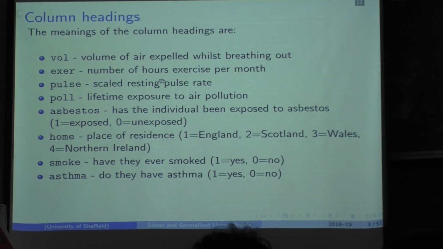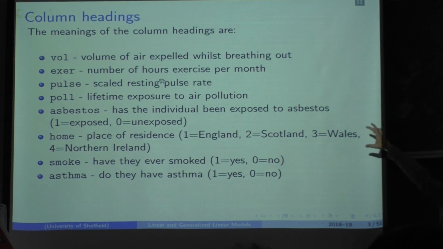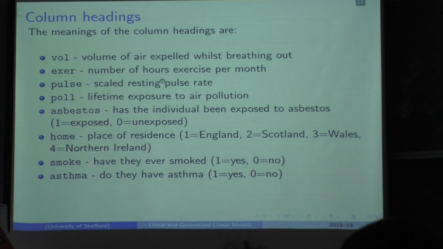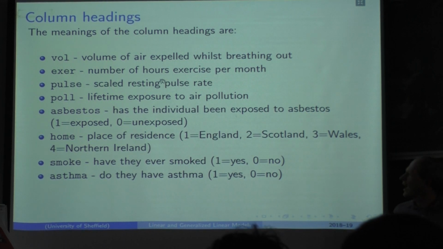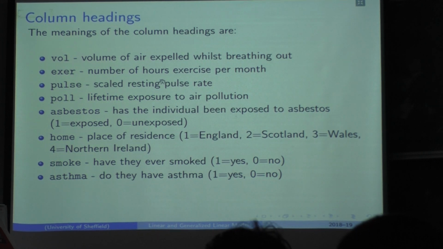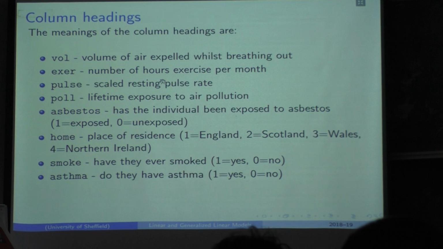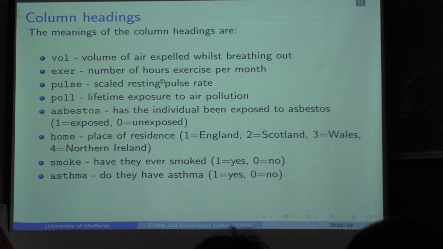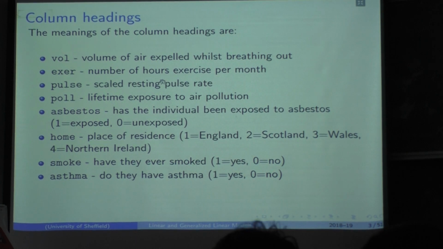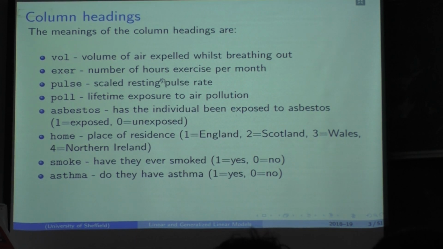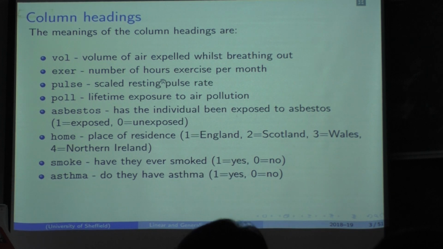Now, in the version of the notes that were printed out, there's an obvious typo: 2 of these headings have been swapped. Asbestos was swapped with home. So asbestos should indeed be whether the individual has been exposed to asbestos, and home should be place of residence. That was an obvious typo in the printed version of the notes.